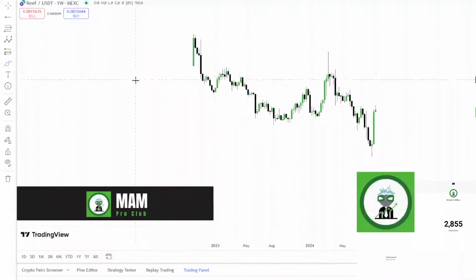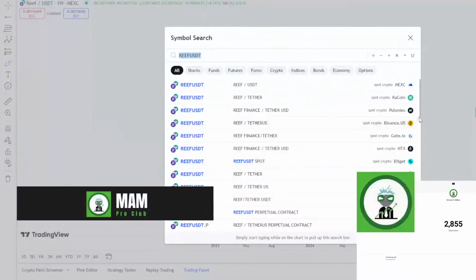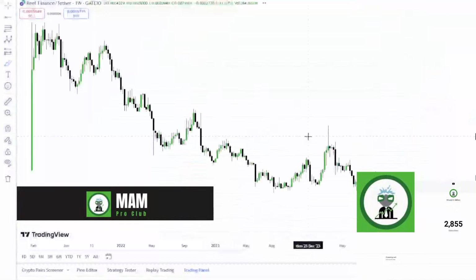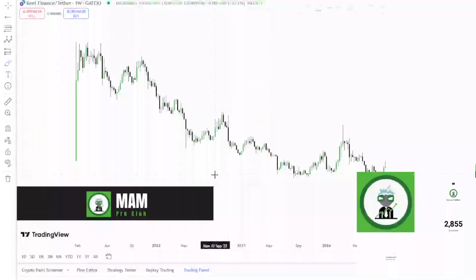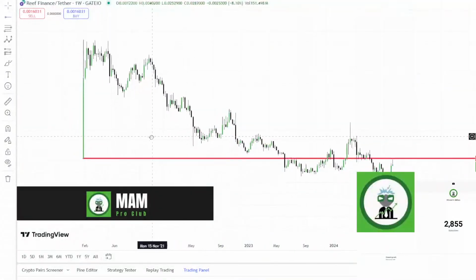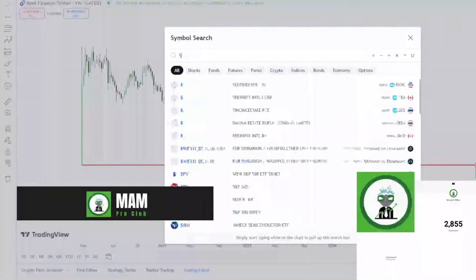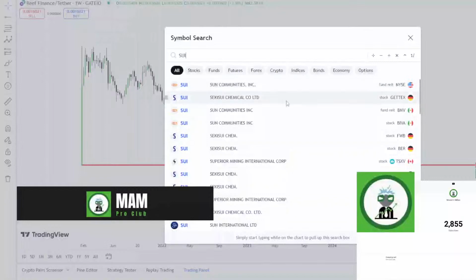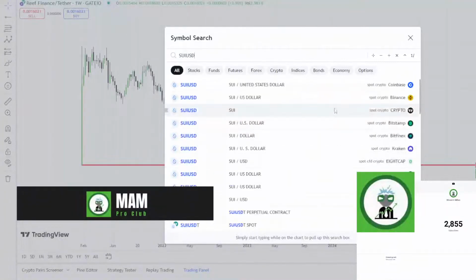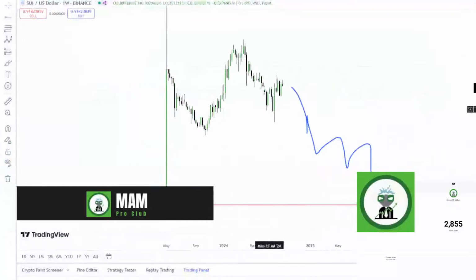Okay, so what exchange has the most data? That looks alright. Okay. Earlier in Pro Club, somebody actually asked me what I thought of Sui. This is actually really similar to Sui. So if you look at this chart, and you have a look at Sui, where is it? Alright. Sui is like that, yeah?